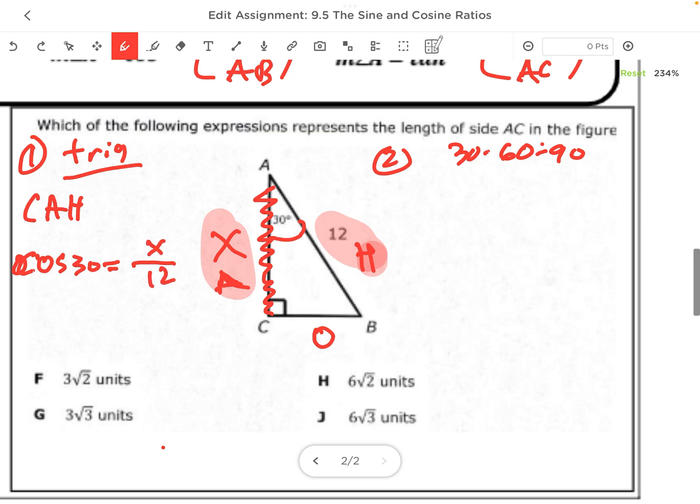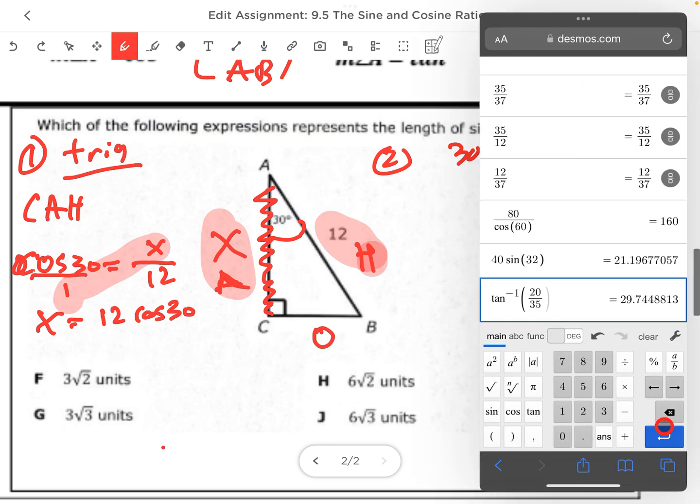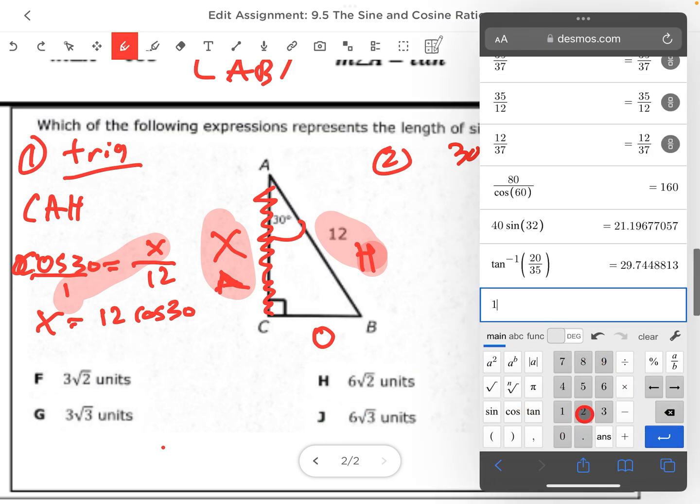Okay, so now let's just do the math. If we put that over 1, x times 1 is still going to be x, equals 12 times the cosine of 30, which is 12 cosine 30. Now let's type that into our calculator. So 12 cosine 30 gives us 10.39. So x is approximately 10.39.